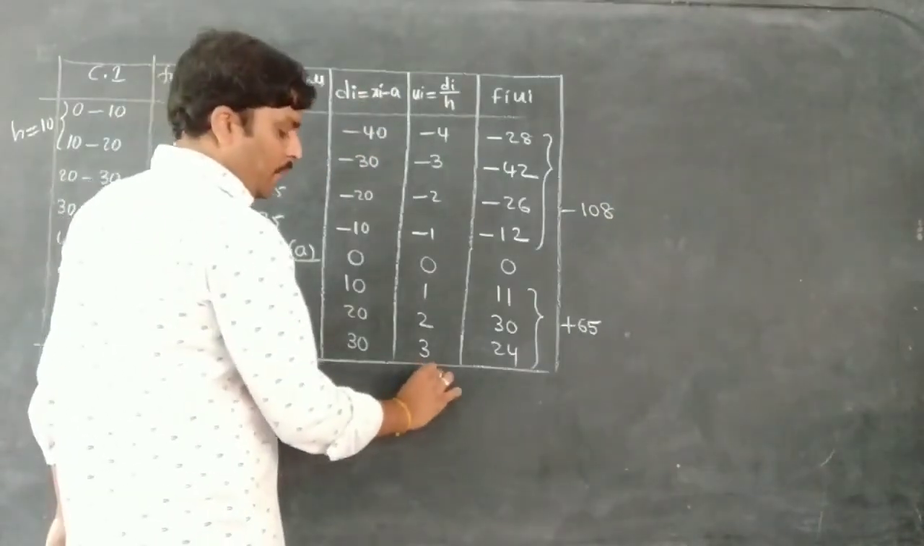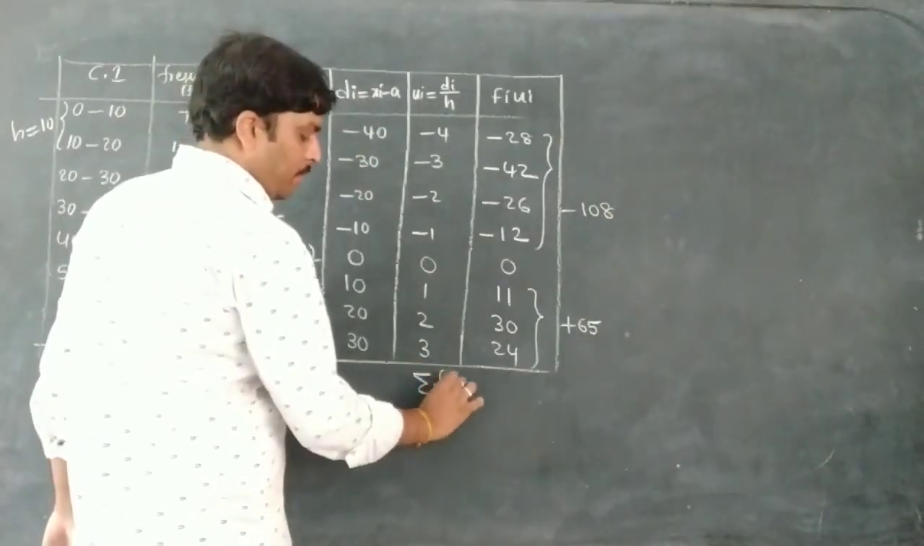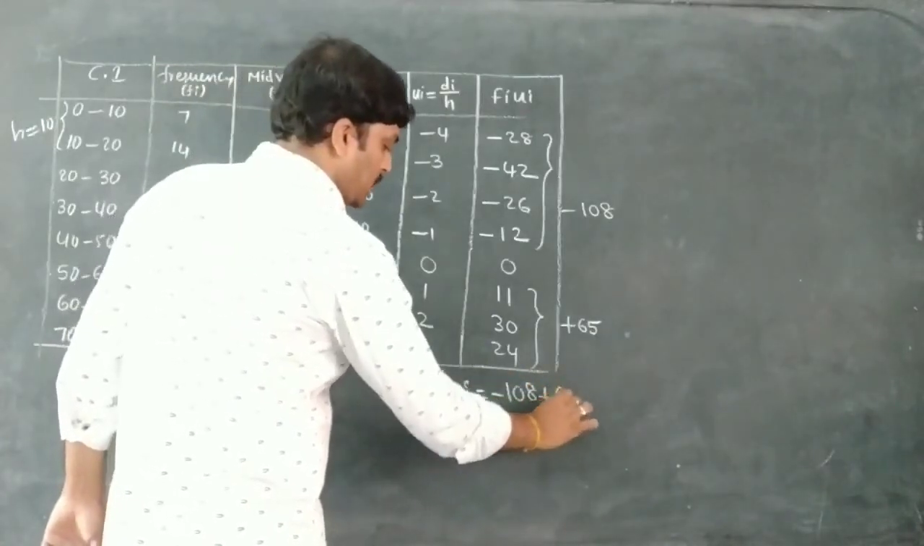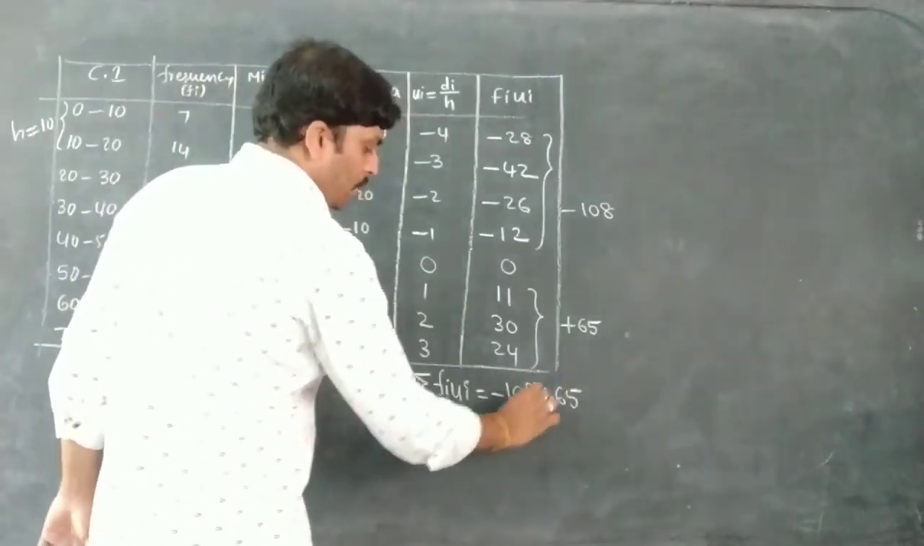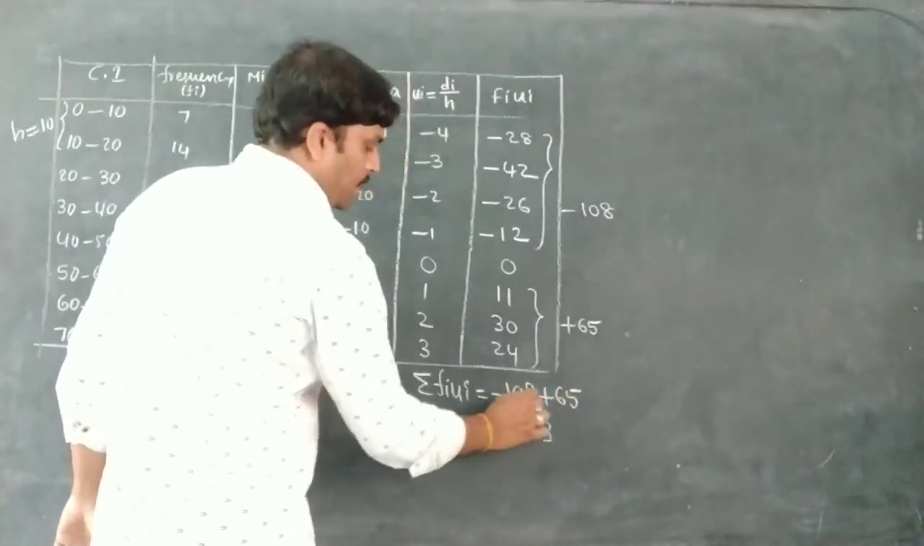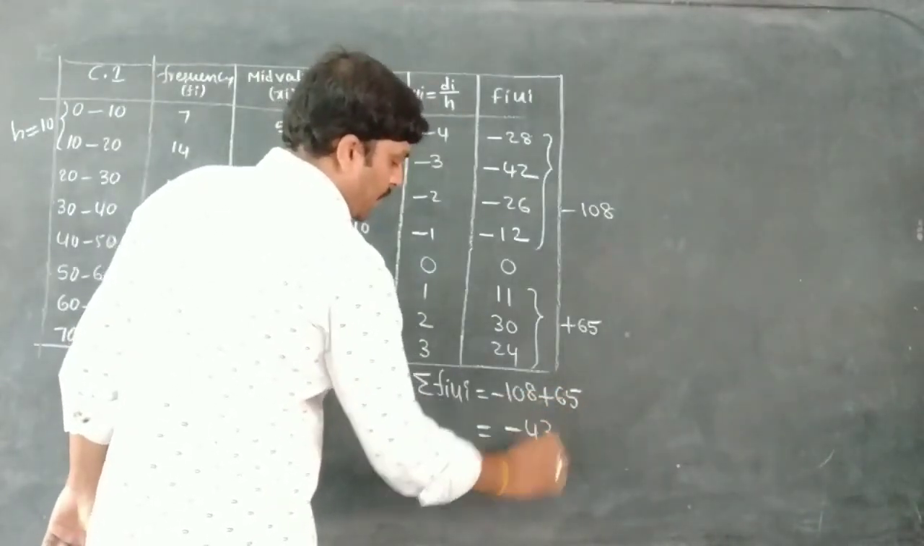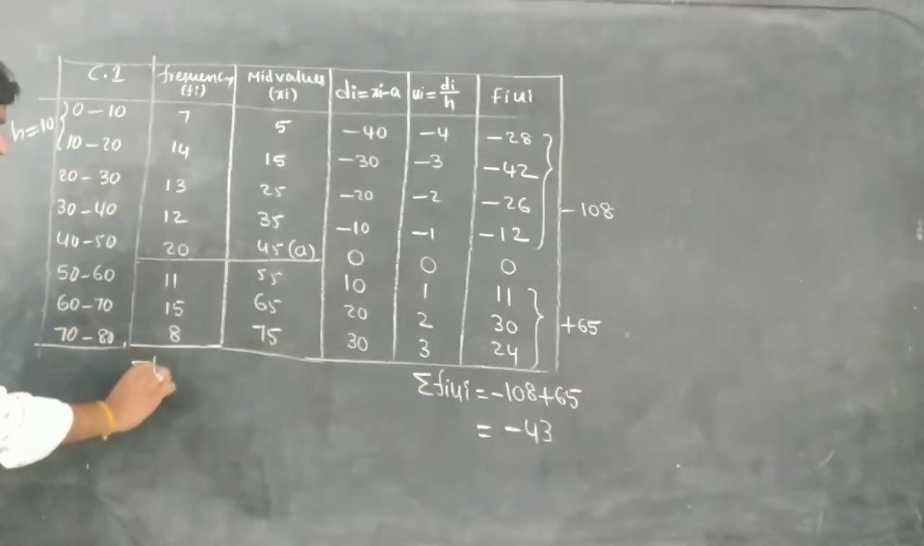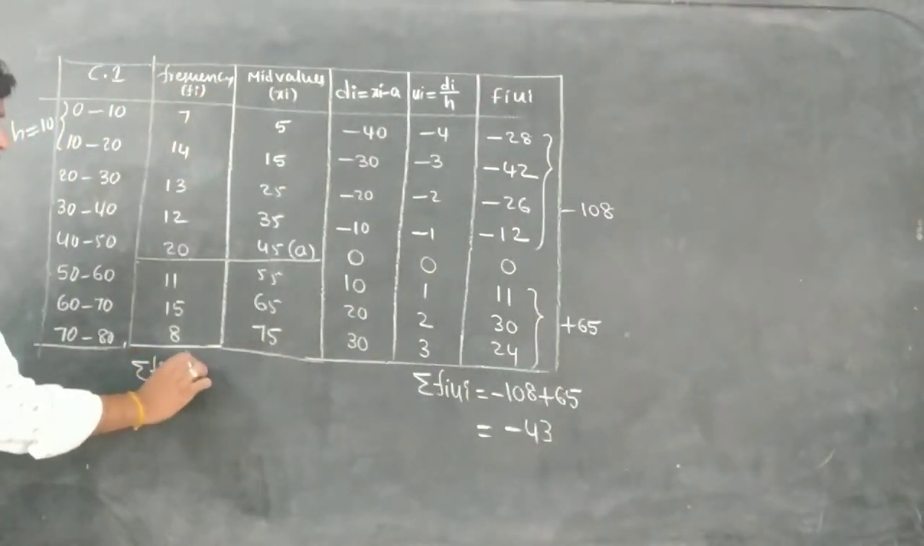Now sigma fi ui is minus 108 plus 65, which gives minus 43. Here sigma fi, that should be added, is 100.